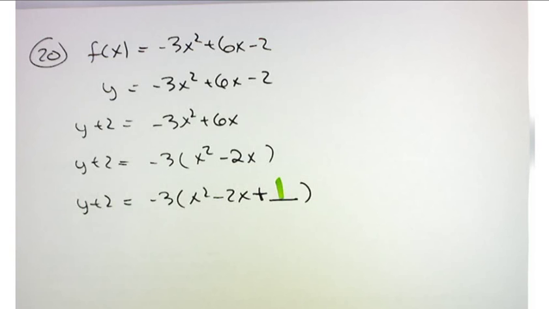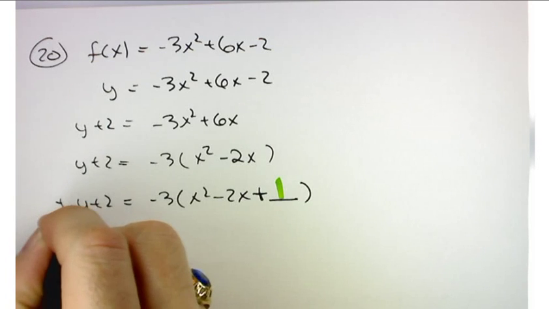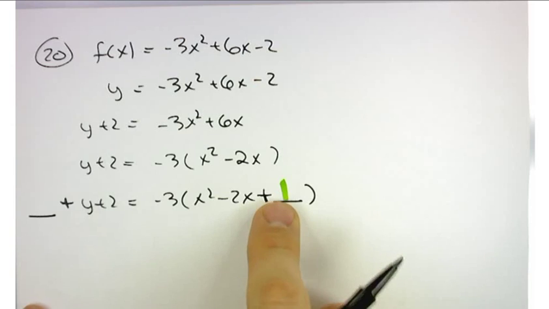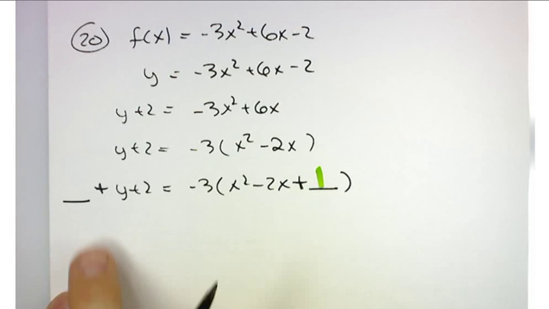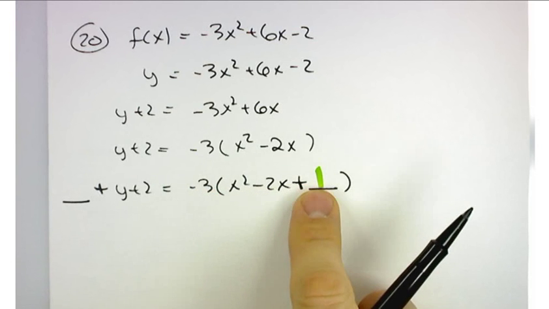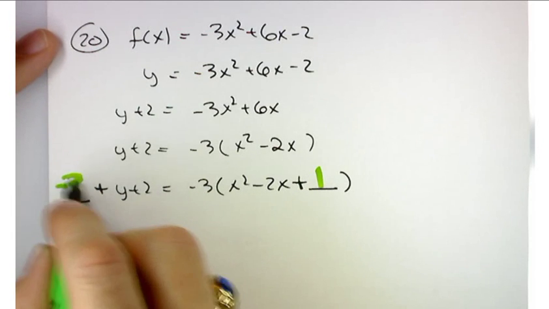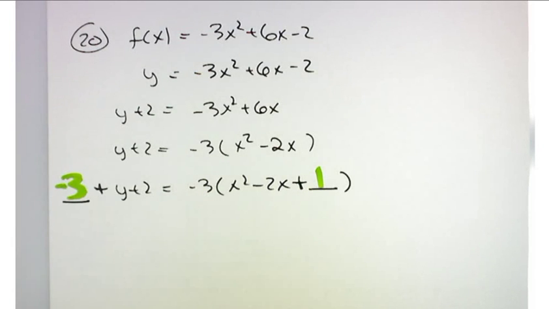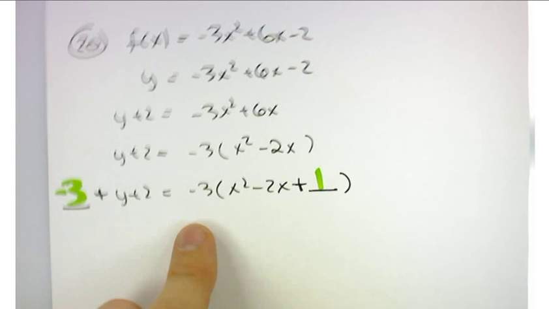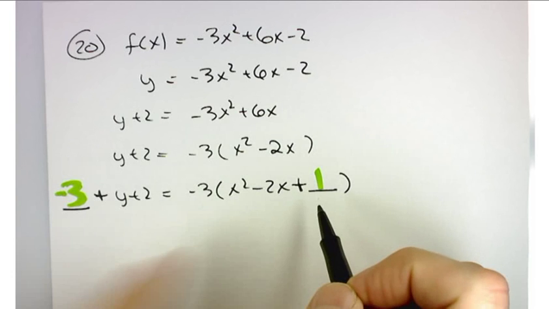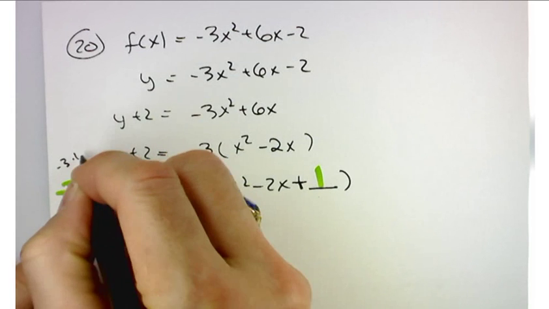But I got to be really careful. If I put a 1 here, what am I going to put on the left-hand side to keep things in balance? All right, so negative 3 times 1 is negative 3. So to keep things in balance, I'm going to put a negative 3. Good job. But do you see where that negative 3 comes from? It comes from the product of this and the 1. So negative 3 times 1. That's where that comes from.